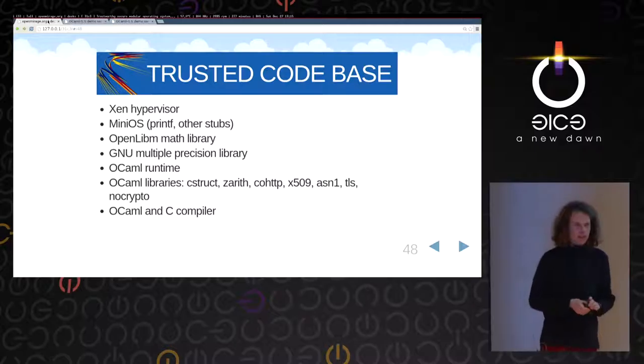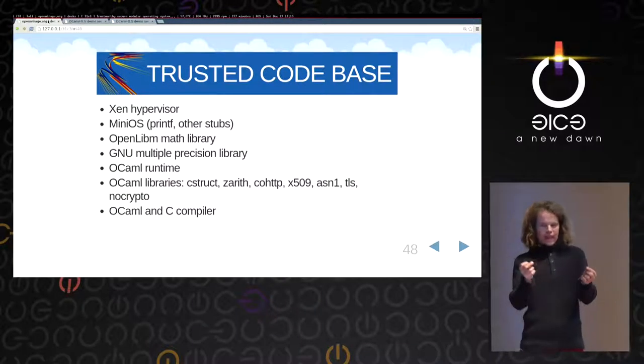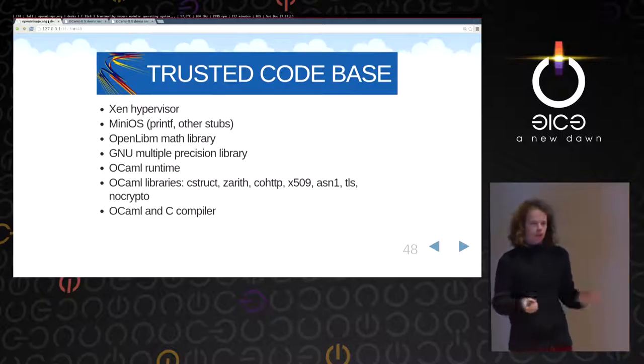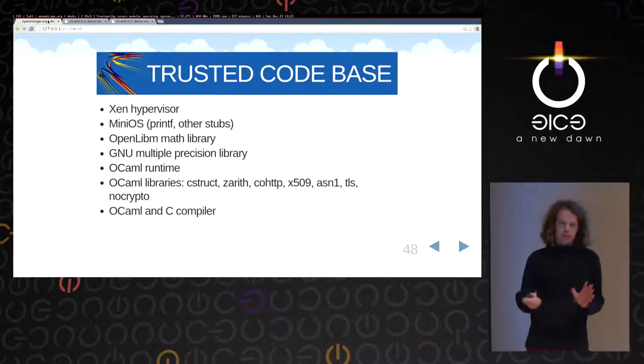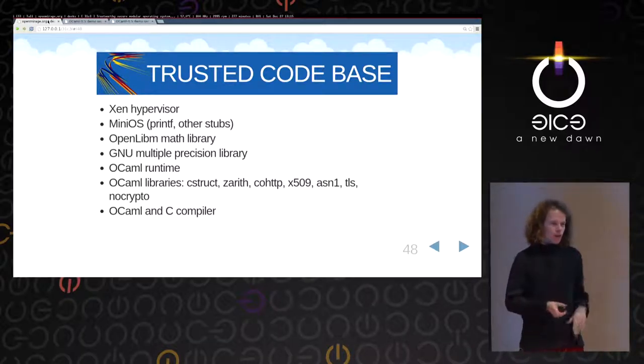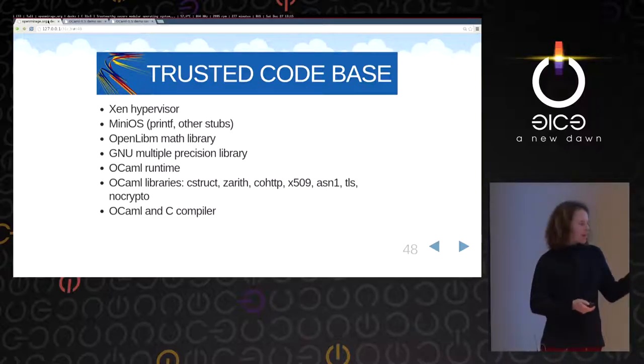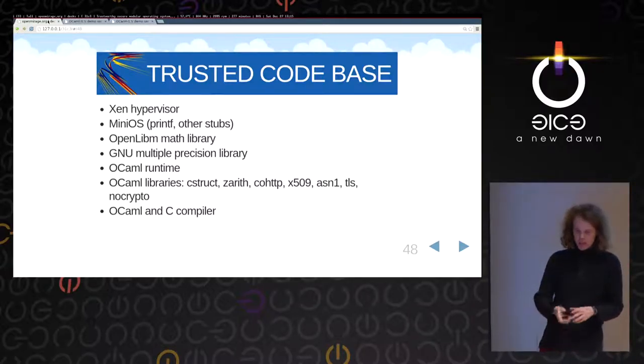And what is the trusted code base in our scenario? I started this talk with the trusted code base, and I also want to conclude with what the trusted code base of Jack Line, my instant messaging client, is. Well, it's a Xen hypervisor because it runs on Xen, and on top of that we have a library called MiniOS, which provides you with some stubs and printf functionality. Then we use OpenLibM as a math library. We use GNU GMP for the big number math. Then we have the OCaml runtime, the OCaml programming language runtime, which includes a garbage collector and so on.